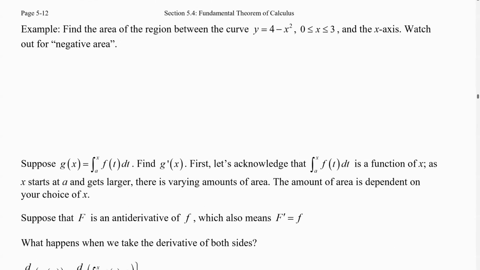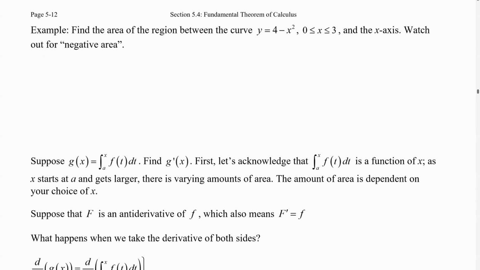Now, we're going to have to watch out because this question, find the area of the region of the curve that's between 0 and 3, this area does not equal the integral from 0 to 3 of 4 minus x squared. Remember, area can never be negative. And this curve, y equals 4 minus x squared, is a parabola. Starts here at 4 and it goes downward.